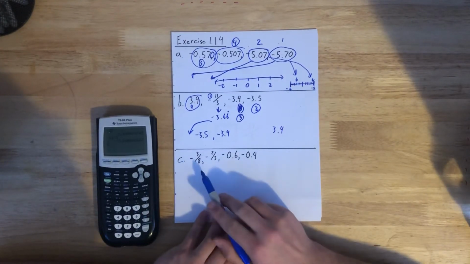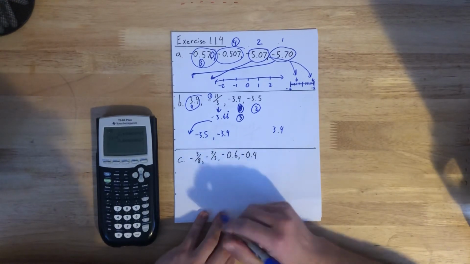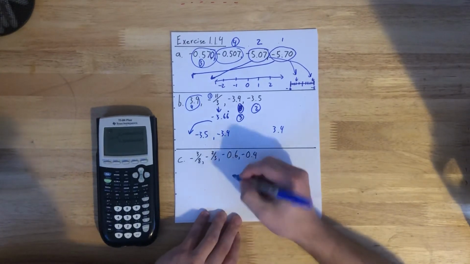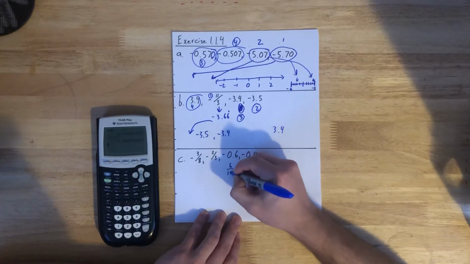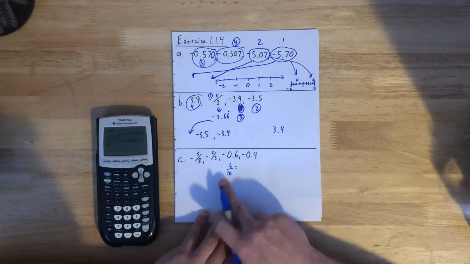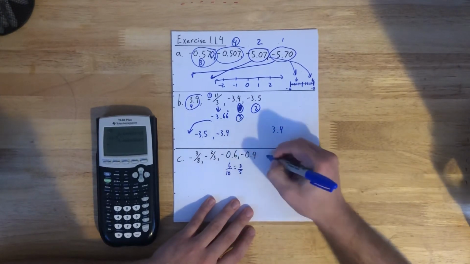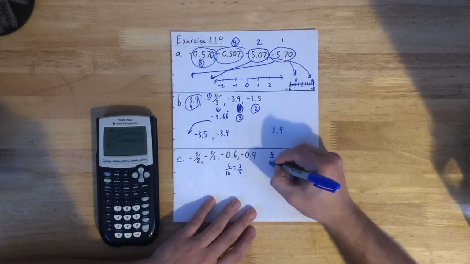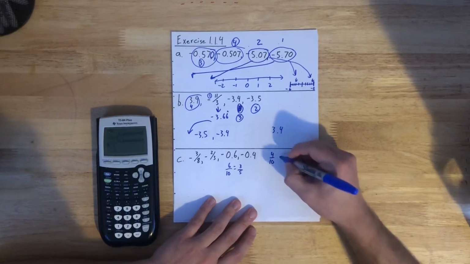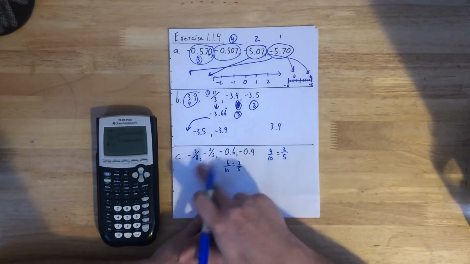Here we have negative 3/8, negative 2/3, negative 0.6, and negative 0.4. You can always turn these into fractions if you want. Basically, 0.6 is 6 over 10, and then you would simplify, which would equal, if you divide them both by 2, 3 over 5, and this one here would be 4 over 10, which again you divide by 2, which would be 2 over 5. That's if you want to make them all fractions.